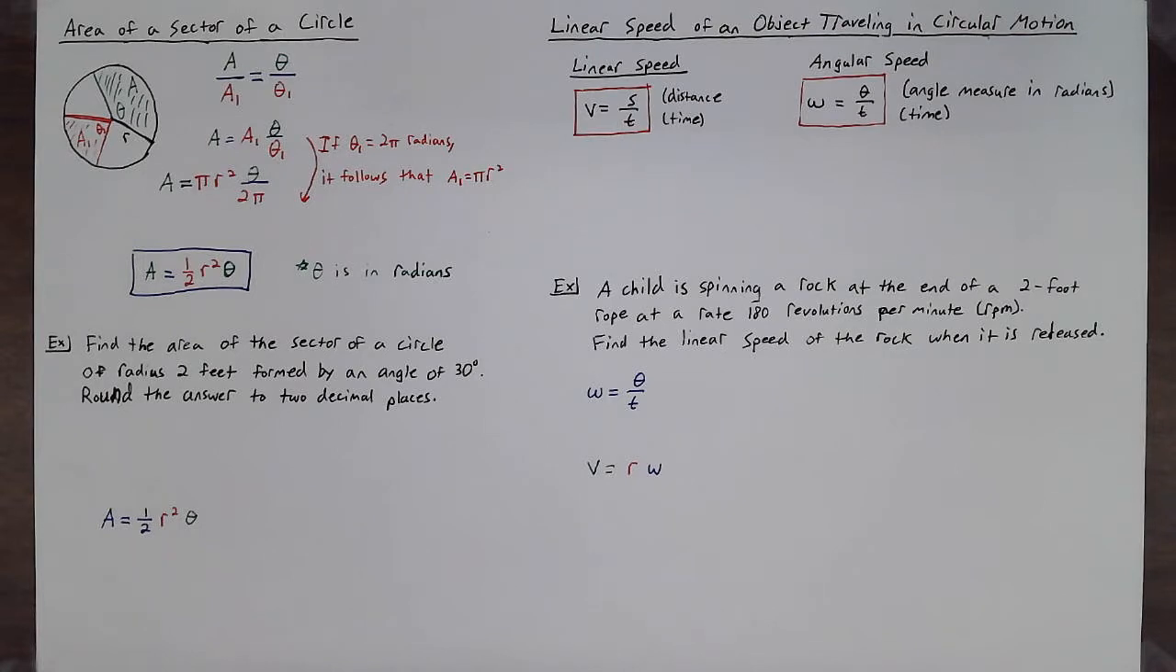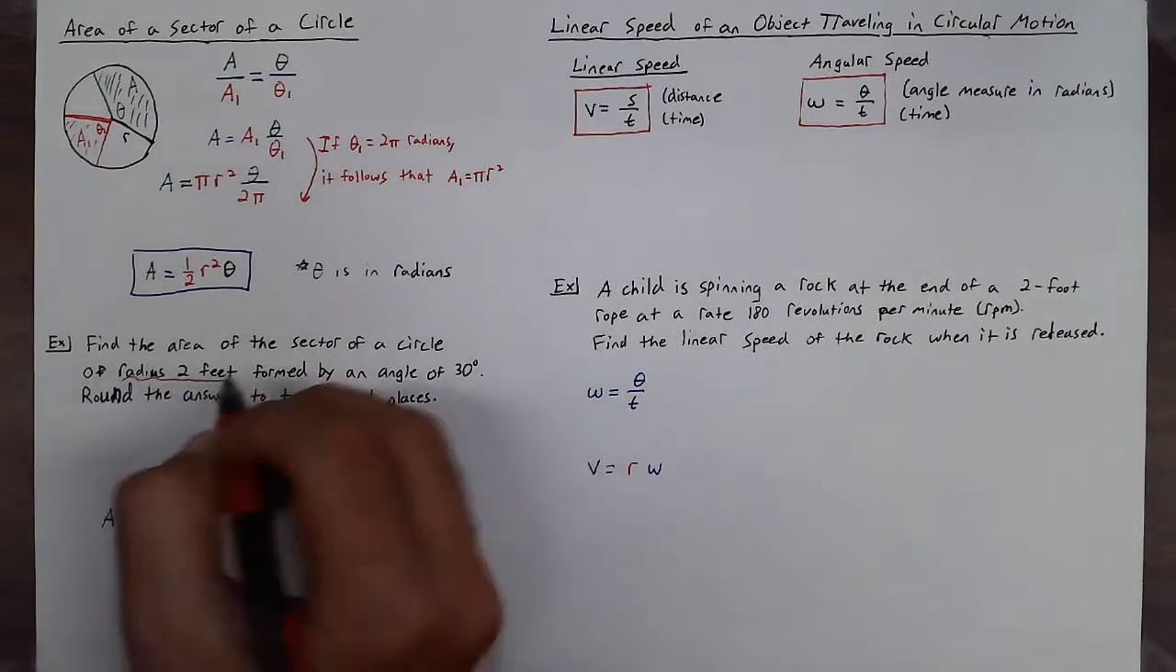Now, again, the simplicity of this formula comes from the fact that theta is in radians and not degrees. Now, let's find the area of a sector of a circle of radius 2 feet formed by an angle of 30 degrees. And we're going to round our answer to 2 decimal places. Now first we need to identify what is the radius of our circle. Why, it's 2 feet.